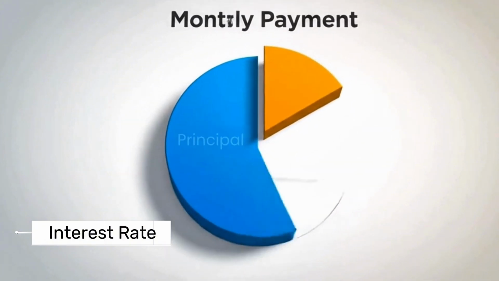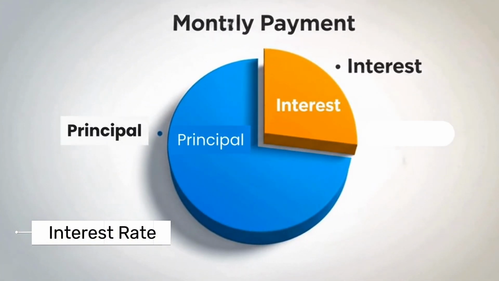Interest rate. This is the rate of interest that is being calculated on the total amount that you're borrowing, and this will determine your amortization and your monthly payment.